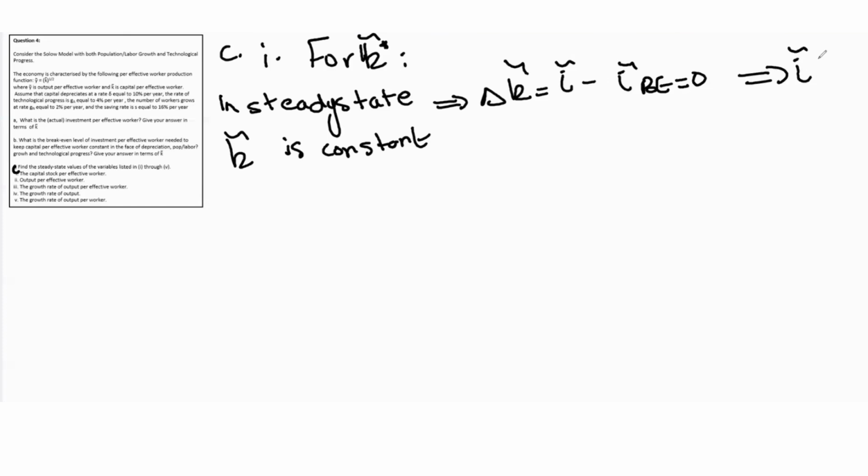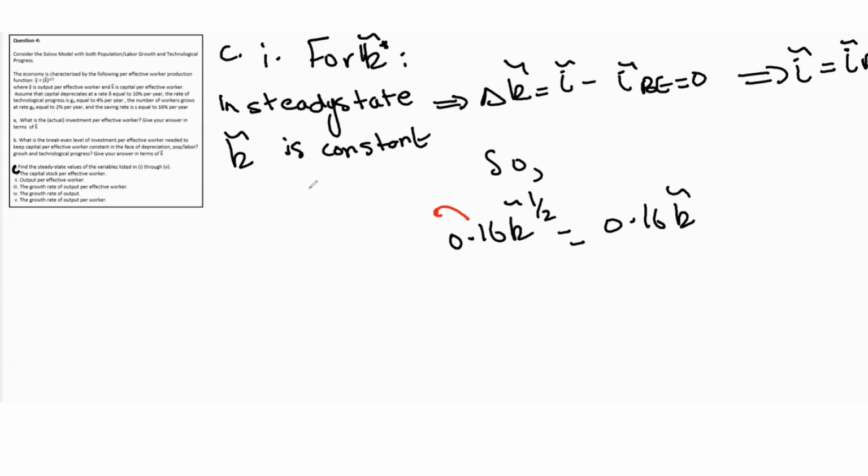So this means that investment per effective worker is equal to break-even investment per effective worker, right? So what we can write is 0.16 k tilde to the power 1 by 2 is equal to 0.16 k tilde. What are these? If you recall, this is i tilde from part A, the investment per effective worker we found in part A, and this is the break-even investment per effective worker we found in part B, right?